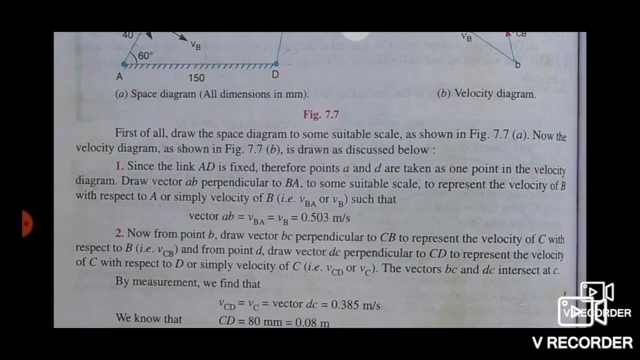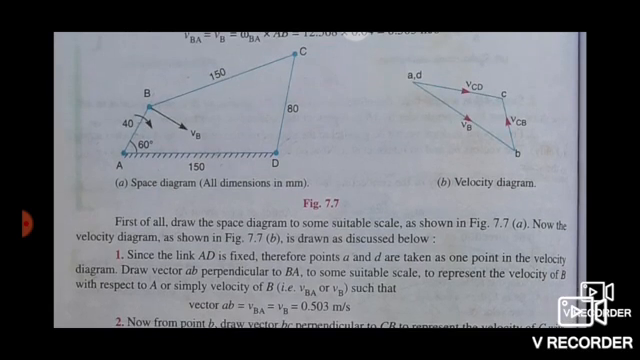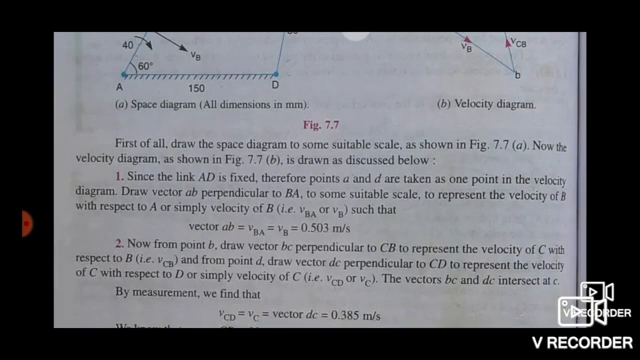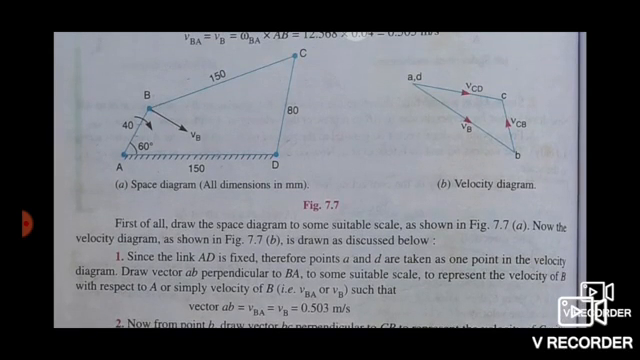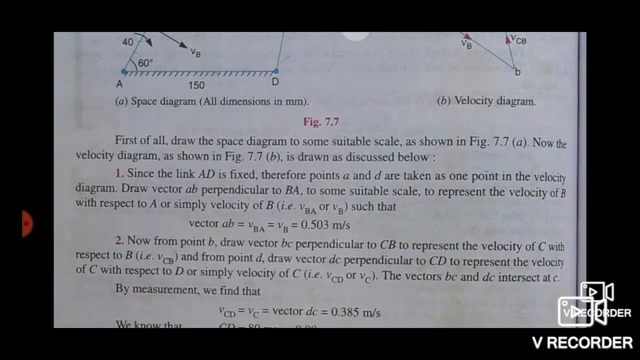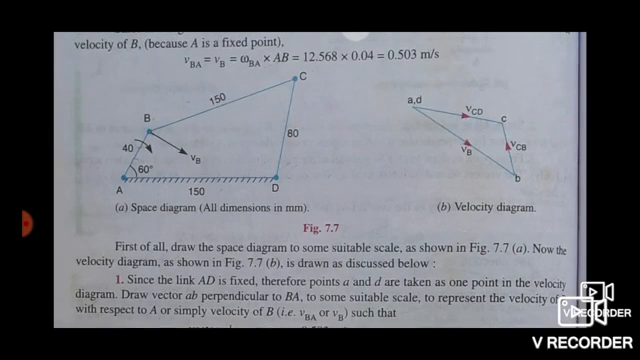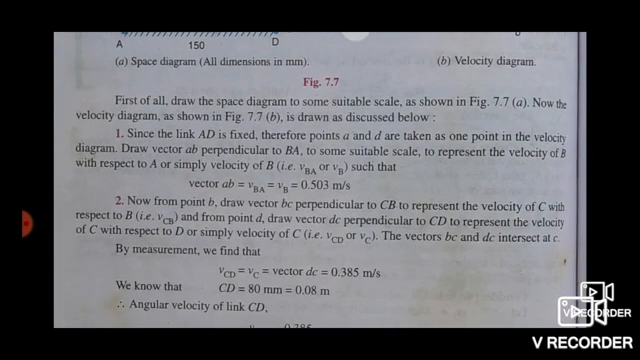To represent the velocity of C with respect to B, that is VCB, and from point D, draw vector DC perpendicular to CD, to represent velocity of C with respect to D or simply velocity of C, that is VCD equal to VC. The vectors BC and DC intersect at C.